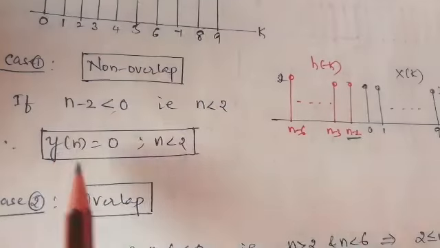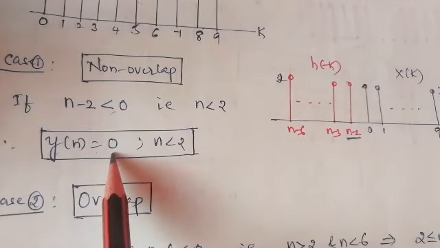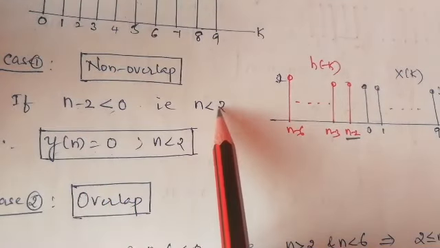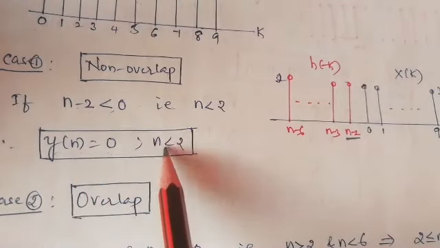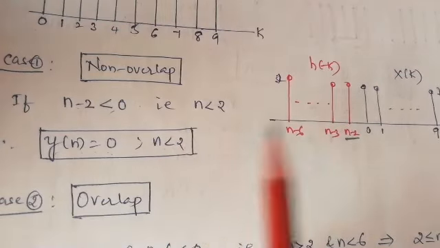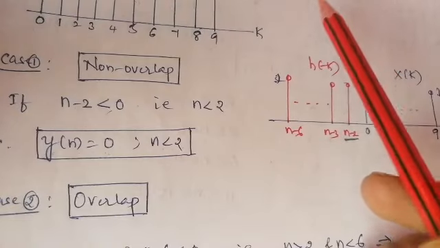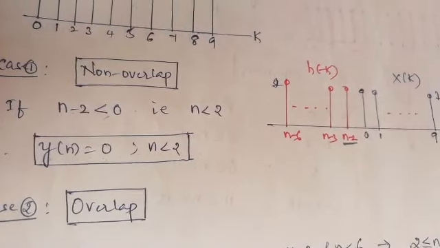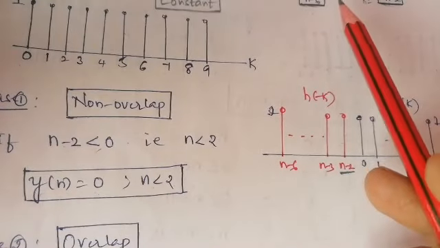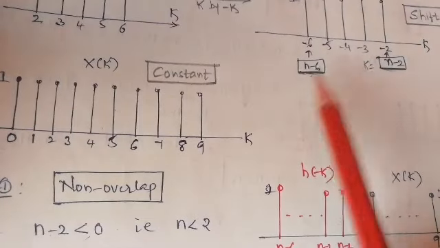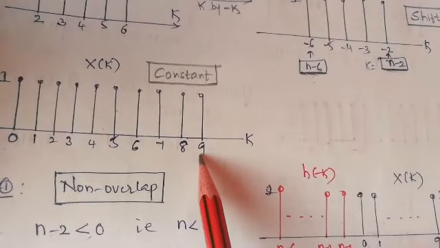Hence the result is y of n equal to 0. Taking 2 to the other side, n is less than 2, hence y of n equal to 0 for n less than 2. Let us check one more possible non-overlap case. Because both are finite duration sequences, if n minus 6 is greater than 9, that is the case we are going to discuss.